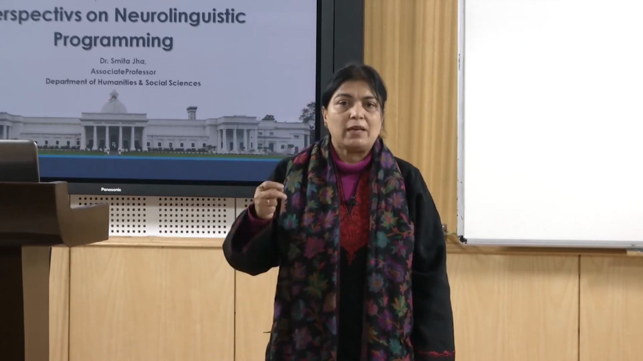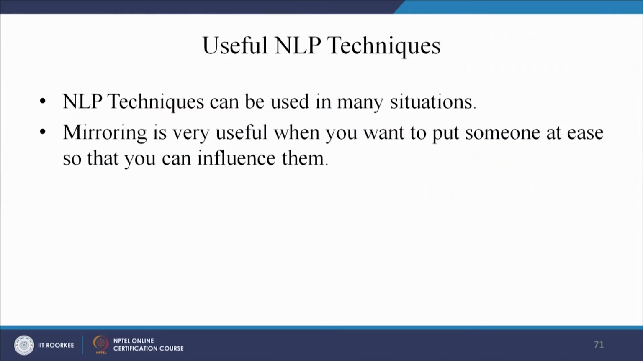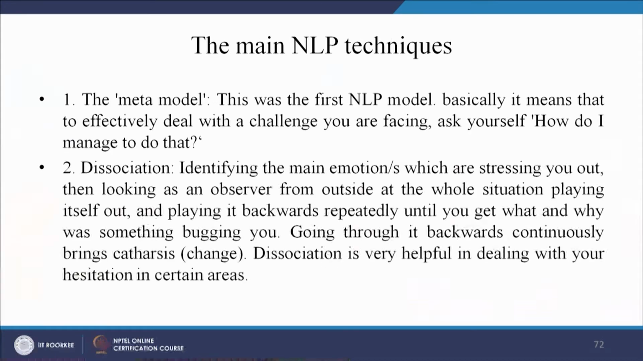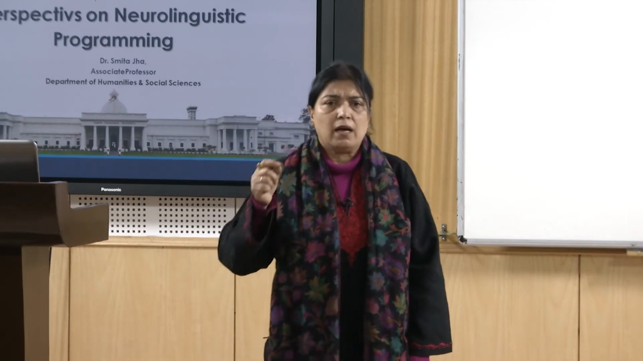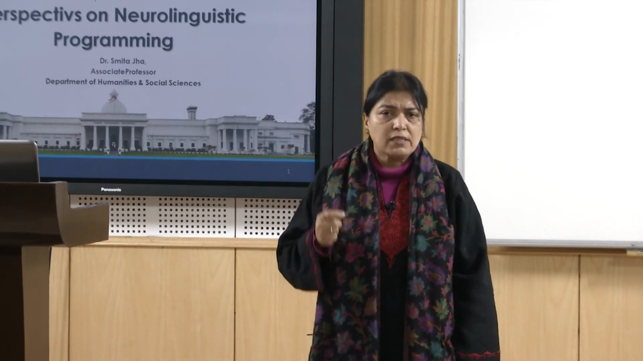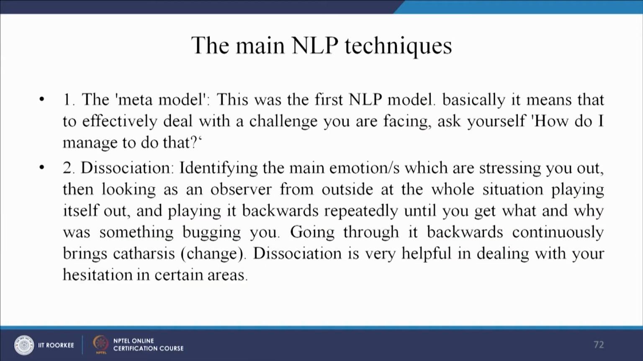So, NLP techniques can be used in many situations, and if we talk about NLP techniques, mirroring is very useful when you want to put someone at ease so that you can influence them. The main NLP techniques: the meta model, this was the first NLP model. Basically, it means that to effectively deal with a challenge you are facing, ask yourself, how do I manage to do that? That is the meta model. Yourself, you are struggling and you apply the technique to get out of it.